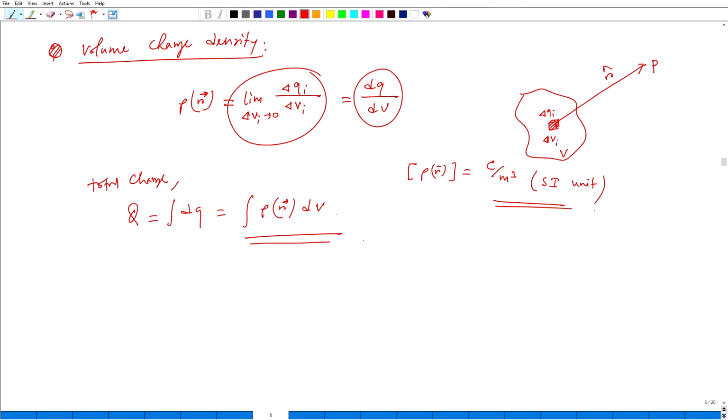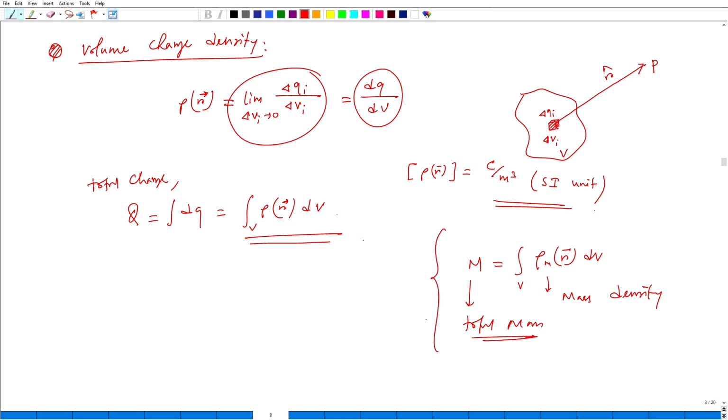The concept of charge density is analogous to the mass density. Once you know the mass density and how to calculate the mass, it is the same way: m is the integral of rho m of r dV over the volume V. So, this one is the mass density and this one is the total mass. Similarly, the total charge Q is the integral of rho of r dV.